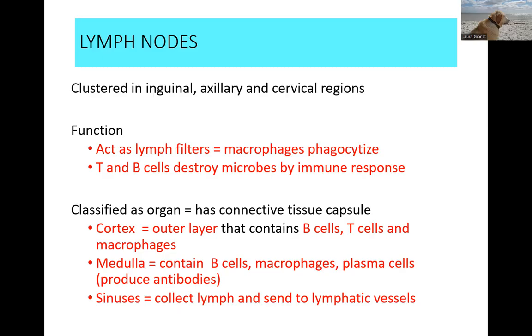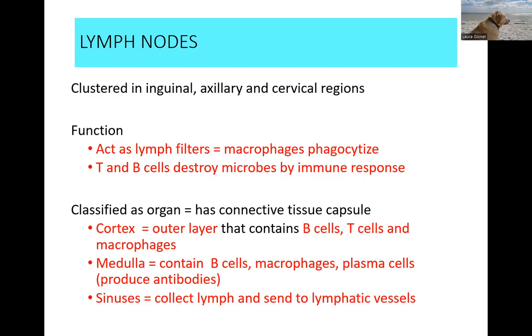Okay, they're classified as an organ and have a connective tissue capsule to the outside of them, those lymph nodes. It has a cortex region, which is always the outer region, that contains B cells, T cells, and macrophages. And the medullary area that also contains B cells, macrophages, and plasma cells. And remember, the plasma cells are B lymphocytes that are producing antibodies.